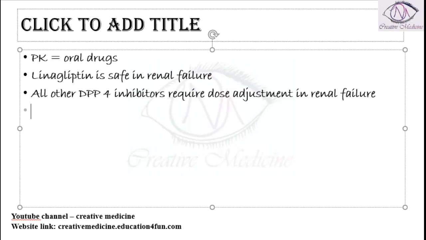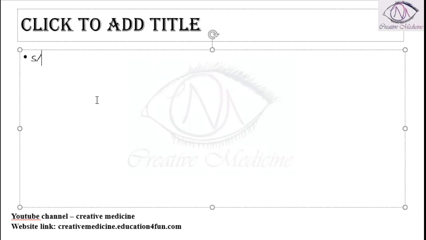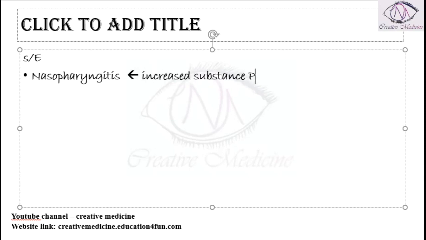Then what about the side effects of DPP4 inhibitors? The patient will have side effects like nasopharyngitis. This nasopharyngitis is mainly because the increased substance P is responsible for it. Then it also results in upper respiratory tract infections. Cough can occur in the patient. Hepatitis is also common, especially this hepatitis is actually caused by the drug vildagliptin. Vildagliptin will result in hepatitis.